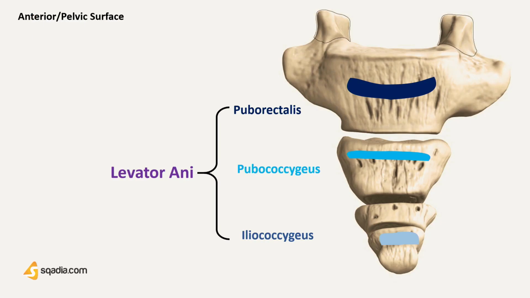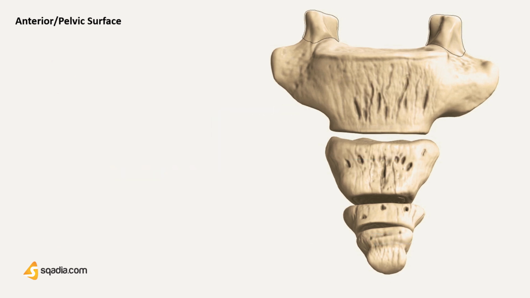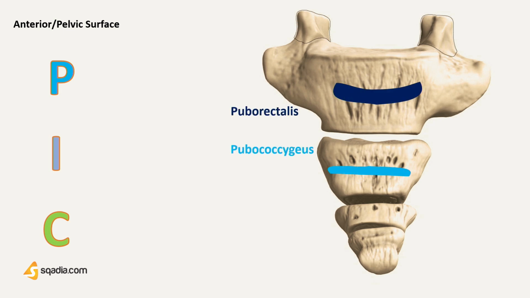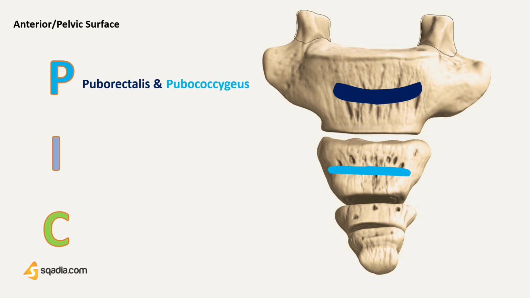To help you remember the muscles forming the pelvic floor, I have come up with an interesting mnemonic, PIC, where the P stands for puborectalis and pubococcygeus collectively, I stands for iliococcygeus, and the C stands for coccygeus. Easy, right? So it's quite simple. Only three muscles to remember: gluteus maximus, coccygeus, and levator ani.